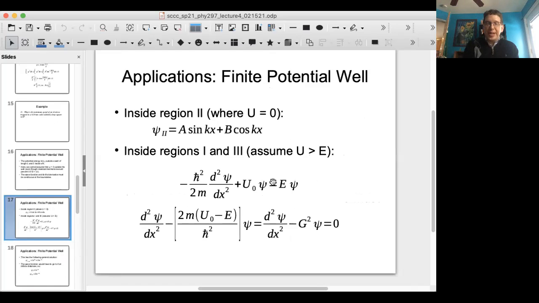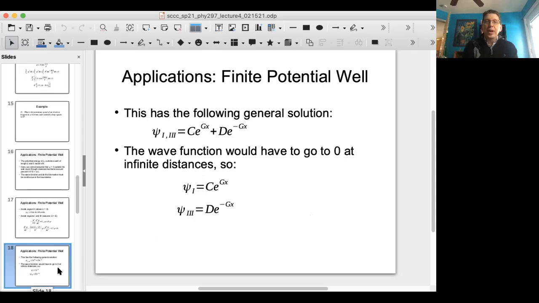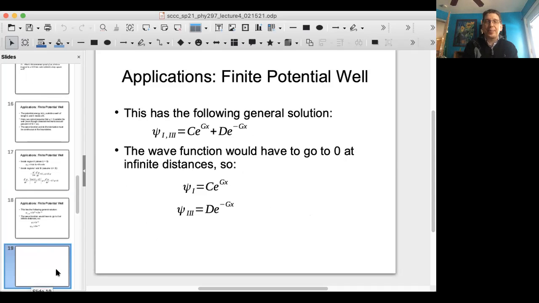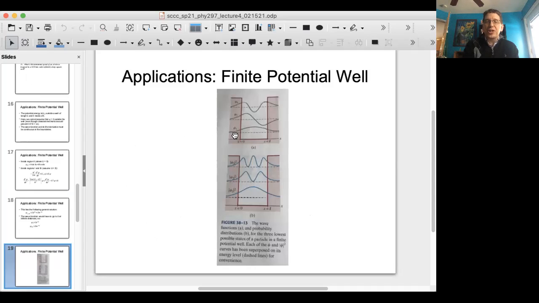But if U is greater than E, you can solve for the wave function similarly to what we did before, defining G squared as being equal to 2m times U minus E divided by H bar squared. And then you have a sine function inside the well, and outside the well, you have exponentially decreasing functions. So e to the gx when x is negative. So it's going to be exponentially decreasing as you move to the left of the well. And then to the right of the well, you have, again, a constant times e to the negative g x. And so these are how the wave functions look.